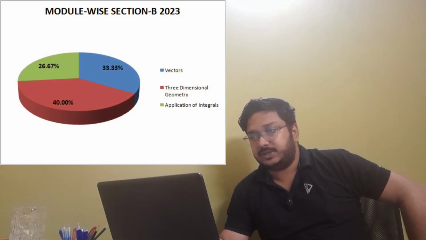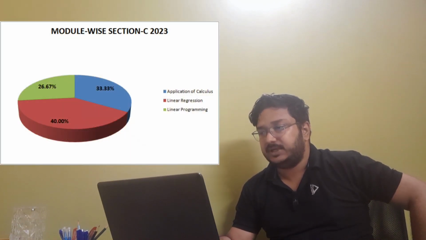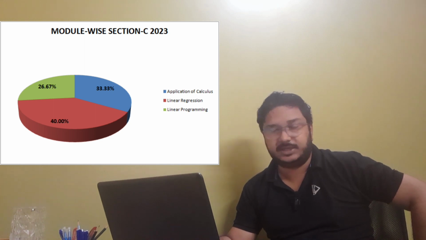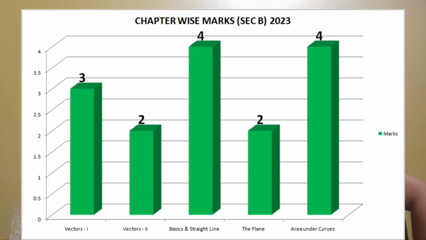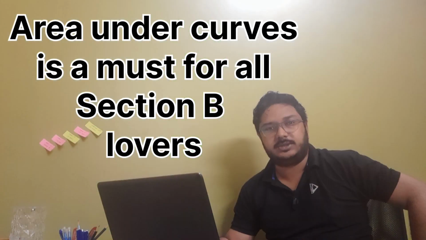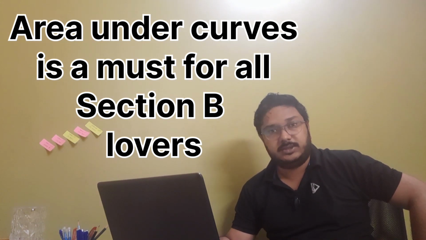In section B, as we can see, 3D geometry had 40%, the major chunk of questions in 2023. Then in section C, linear regression has the major percentage of questions. In section B, let me tell you, if we see chapter wise, there are two chapters which have equally important questions, that is basics and straight lines of 3D and area under curves. So a lot of students have a question whether we should do area under curves or not. You must do area under curves if you are opting for section B. That is a must.